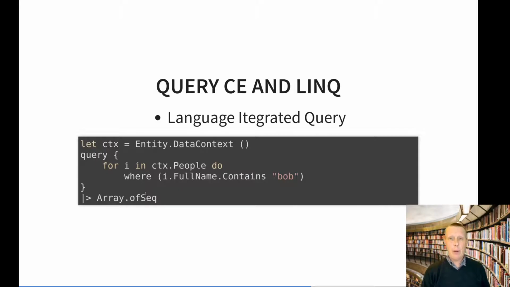And that will return me a query object, which implements the IEnumerable interface, which means that in F# parlance, it's a sequence, and I can say, okay, make an array of this sequence, and now I have a normal F# array with all the people who have the name Bob in their name. So it's pretty straightforward. In the demo, we will look at how to add, update, create and delete entries from tables using this query computation expression.